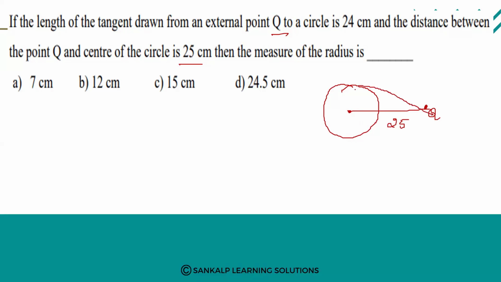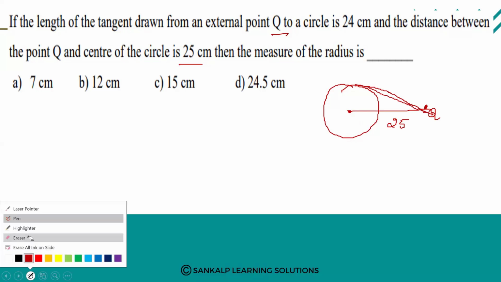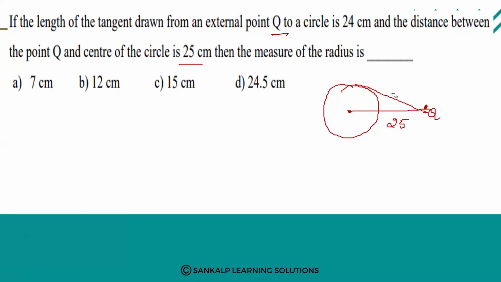And the line tangent drawn from an external point. So this is a tangent. Yes or no? This is a tangent PQ. Okay, so this is O. Now, here it makes a 90-degree right angle triangle. That means at point P, this is 90-degree. So this is 24 centimeter and OQ is 25 centimeter, right?